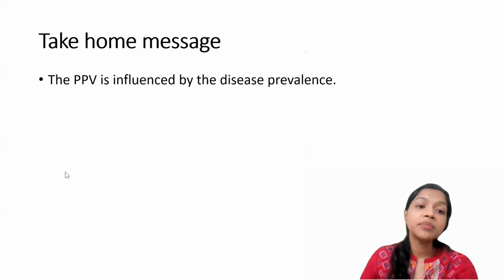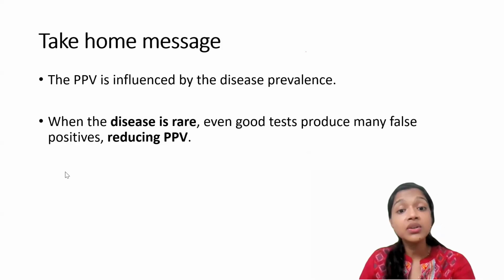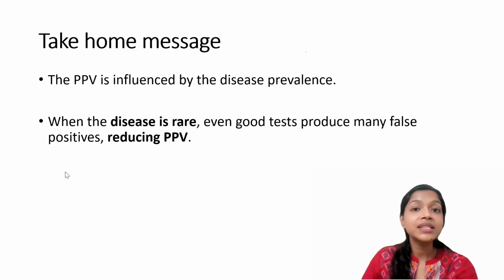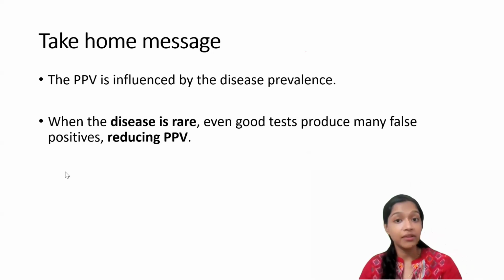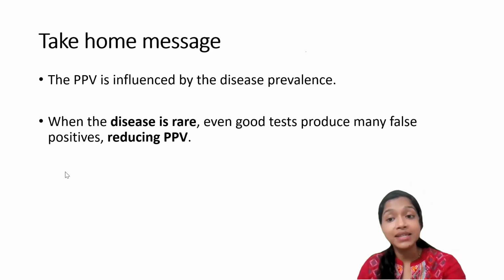What are the take-home messages from this exercise? The first message is the PPV is influenced by the disease prevalence. Next, when the disease is rare, even good tests produce many false positives, thereby reducing PPV. You can already see that positive results in a low prevalence setting often lead to a lot of false positives. Therefore, if we apply a screening test, a confirmatory test is necessary.